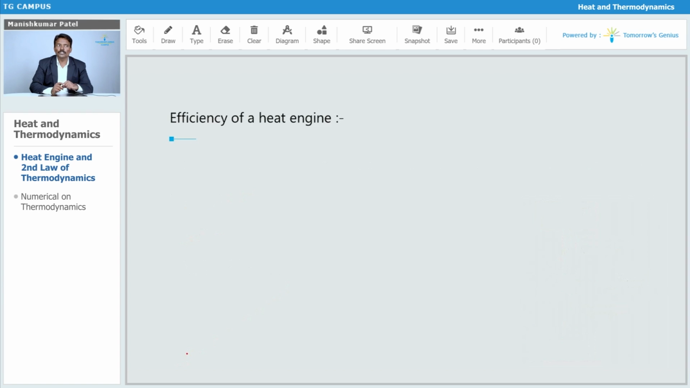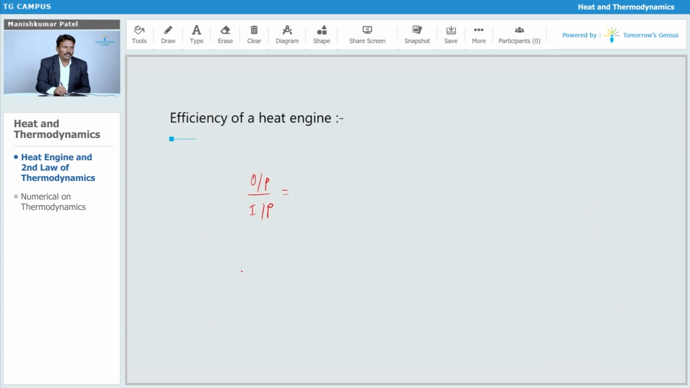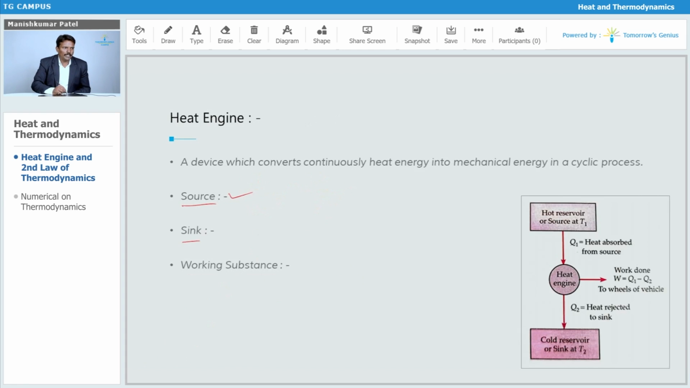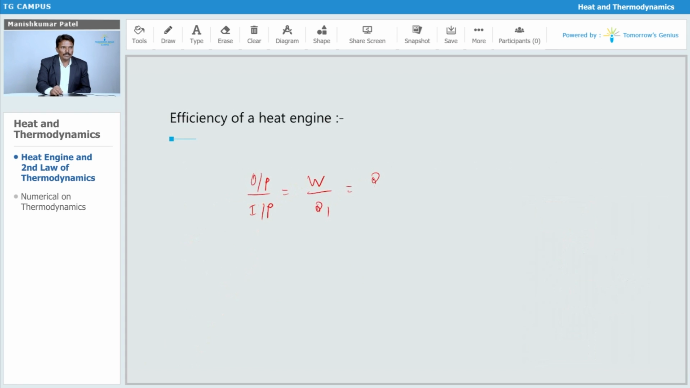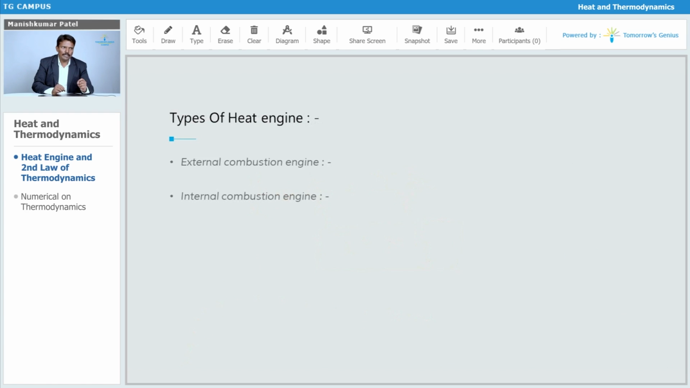So what is the efficiency of a heat engine? Obviously, it is output upon input. The output is the work done, and the input is Q1. The work done can be written as Q1 minus Q2, so the efficiency is work done upon Q1. This is how we can calculate the efficiency of the heat engine, which is 1 minus Q2 upon Q1 in this particular case.